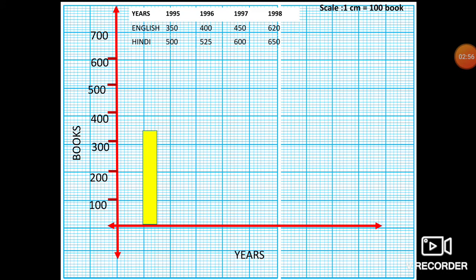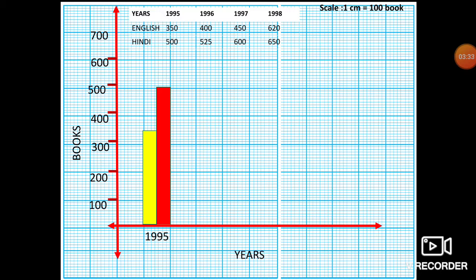Then start. First English books, how many? 350. You cannot see 350 here, but the middle of 300 and 400 is 350, so you mark it like that. Then Hindi books 500, correct, 500. Then we write below this, in which year? 1995. Then there is one point below the scale. You can see the scale: 1 centimeter equal to 100 books.